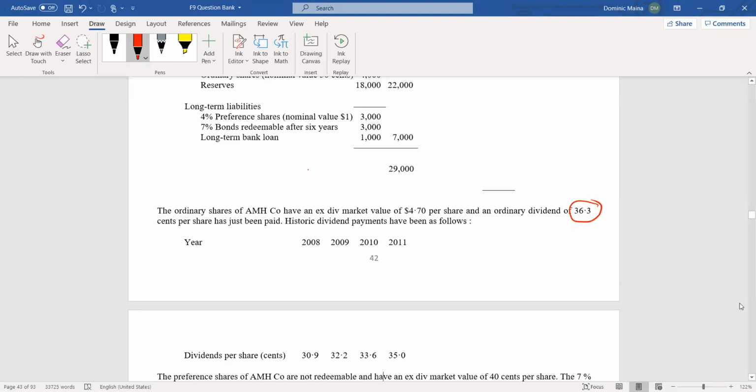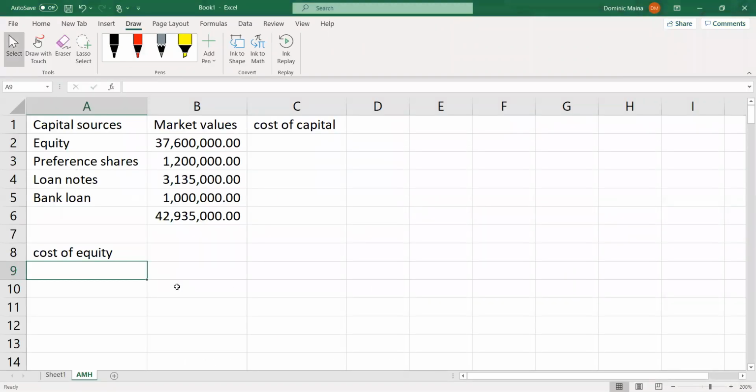So we have the dividends, and we can get the g, the growth in the dividend. From the information given to us, it means we shall be applying the dividend valuation model. Let's go back to Excel. We have the P naught, we have the D naught. The most recent paid dividend is 6.3. P naught was equal to 4.7.